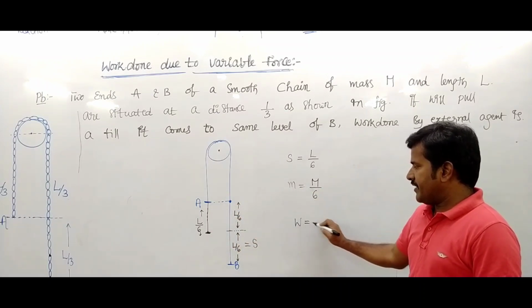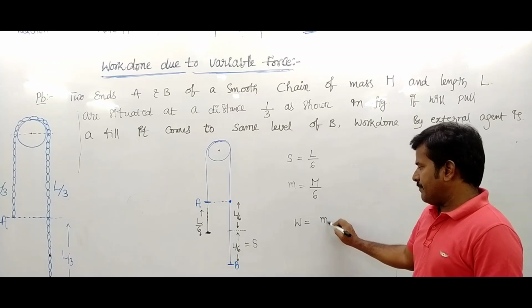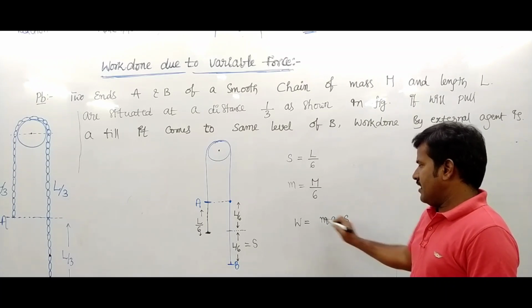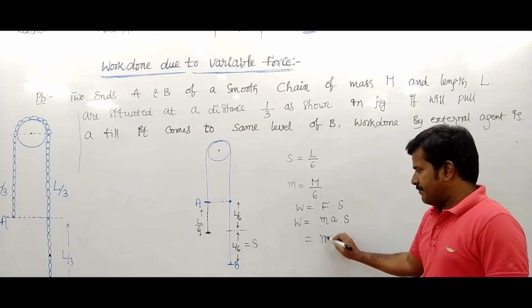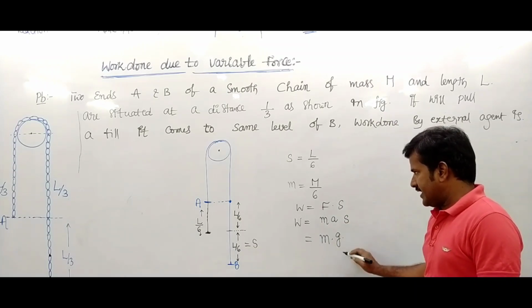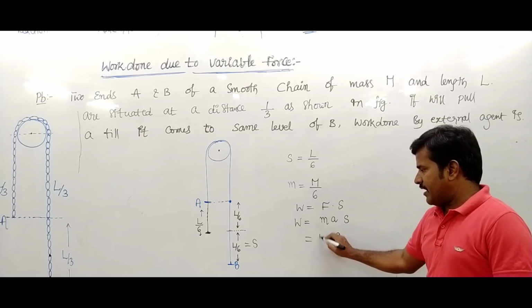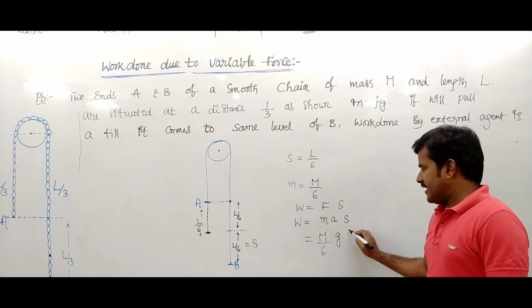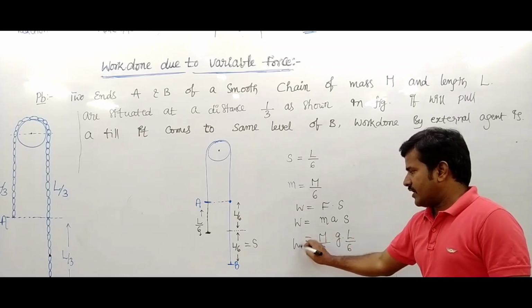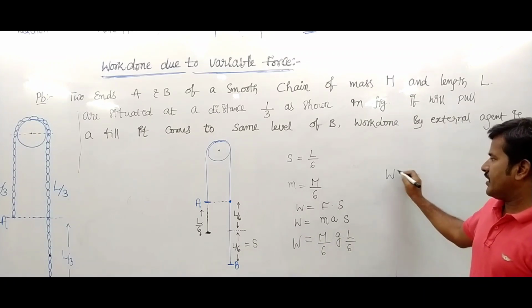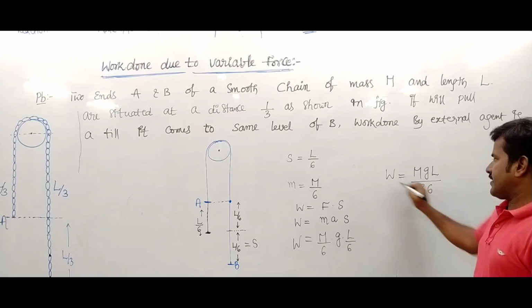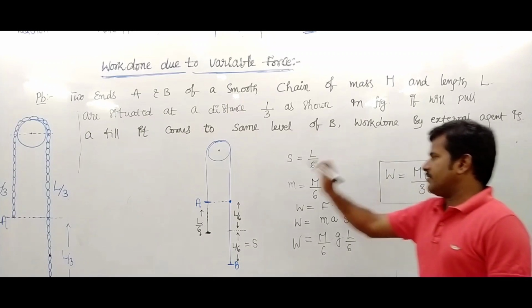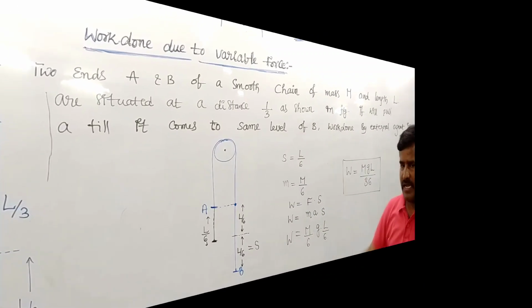Then work done equals F into S, which is written as M into g into S, with mass M upon 6 and S equal to L by 6. Then the work done W equals mgL upon 36. This is the work done value.